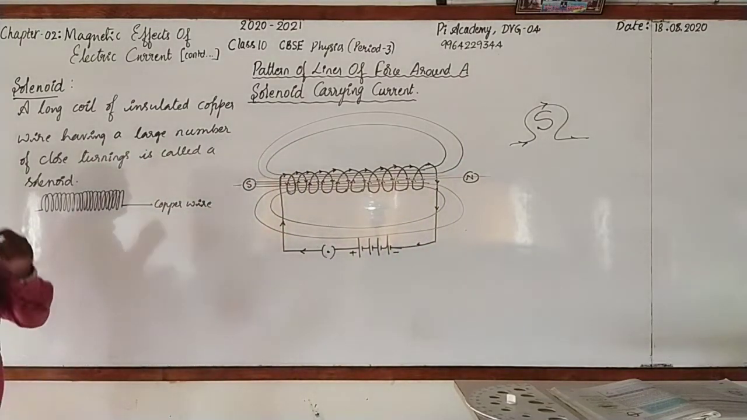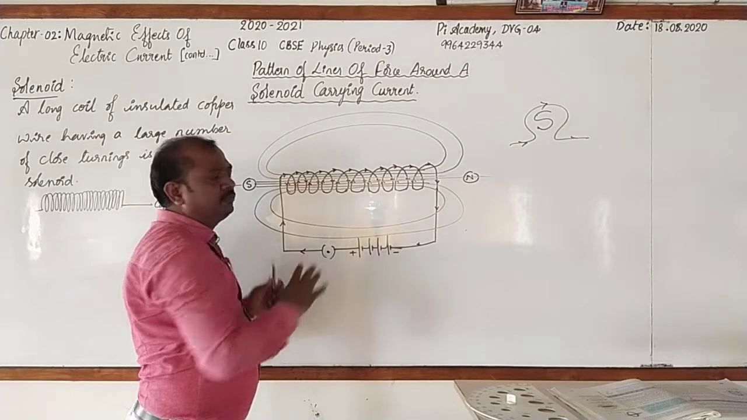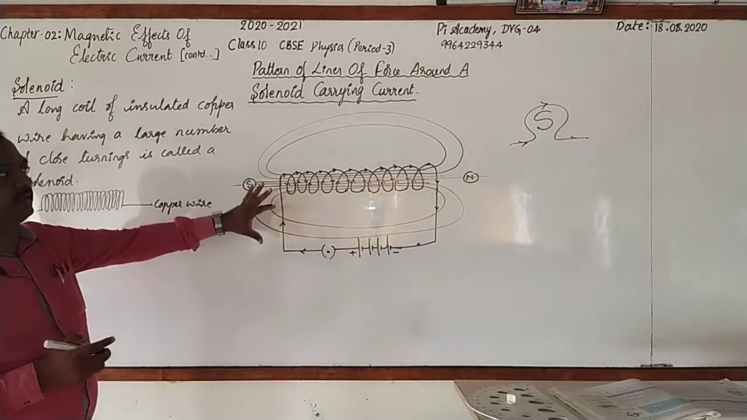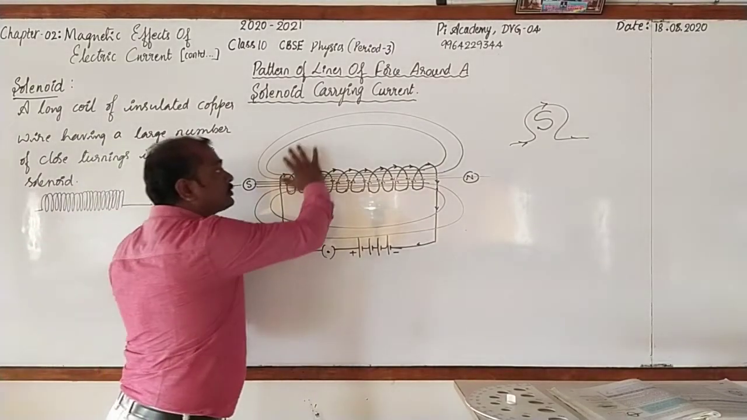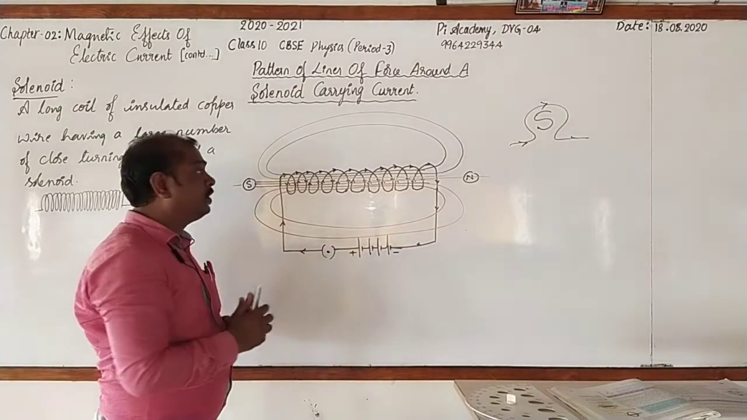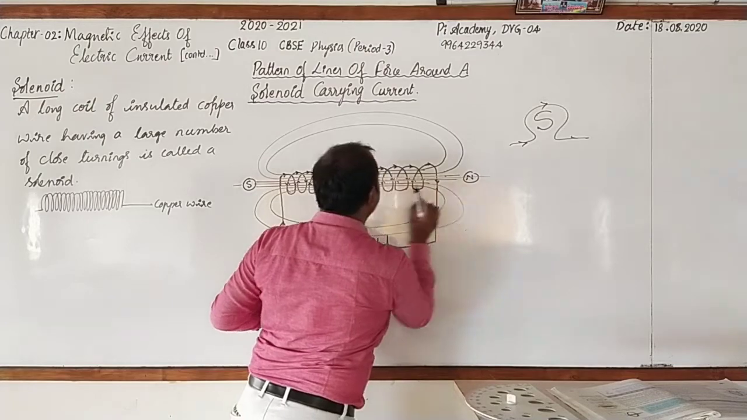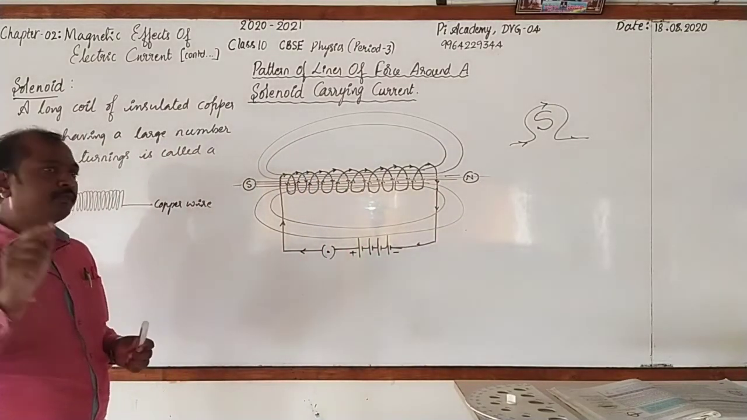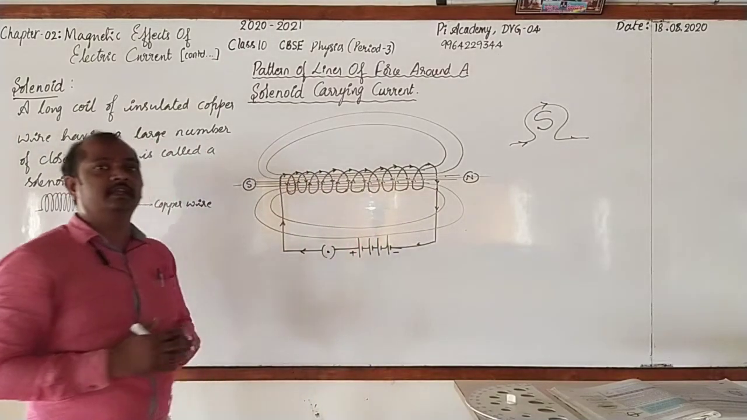Now, could you tell what will be the pattern of lines of force? It is the pattern we have seen in the case of a bar magnet. So the pattern is like the pattern around the bar magnet. It is only outside the solenoid. What about inside the solenoid? Observe these lines of force. How are these lines? These lines are straight and parallel. That means a uniform magnetic field exists inside the solenoid.